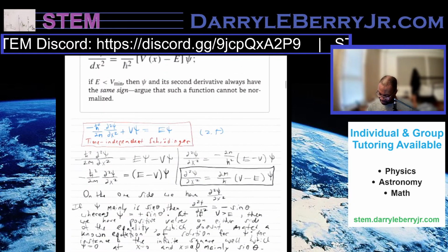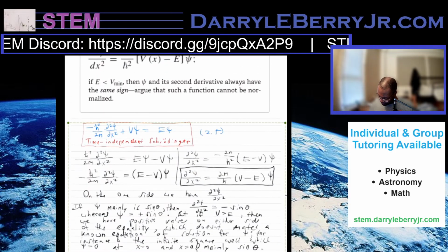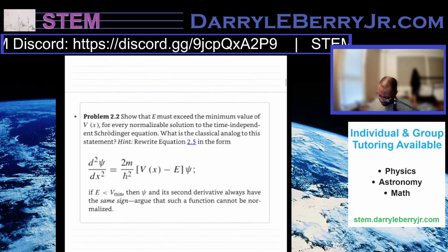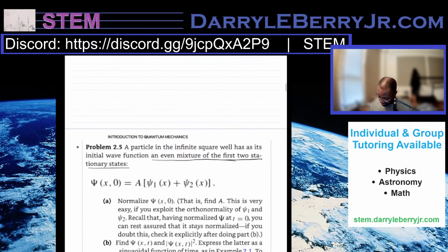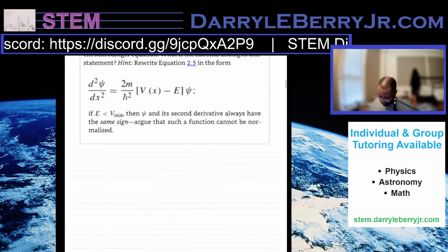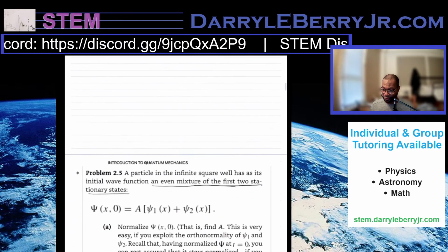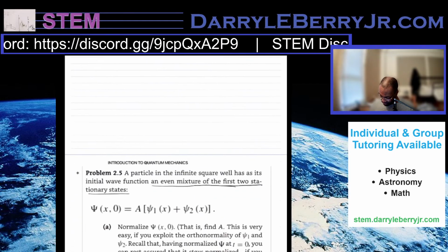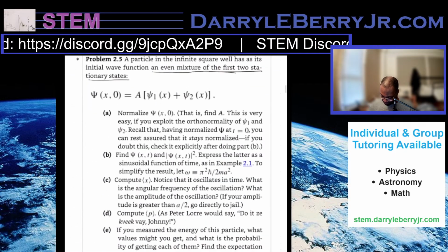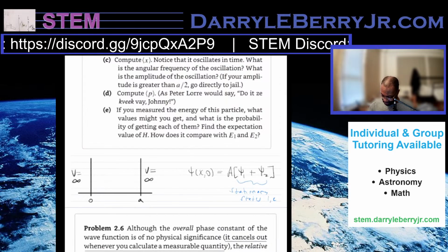Oh, let me erase what I did the first time. So it says show that E must exceed, oh crap. Let me try to find some kind of, okay, I'm just gonna skip this one and come back to it. Let's do an actual calculation type problem. And I just have to remember to come back to 2.2 before the day ends, but I have a lot of time. Let's do 2.5.